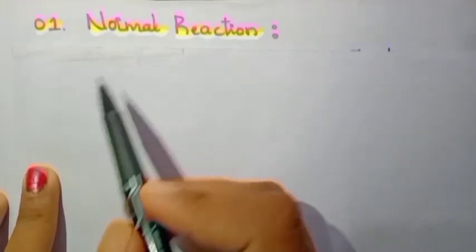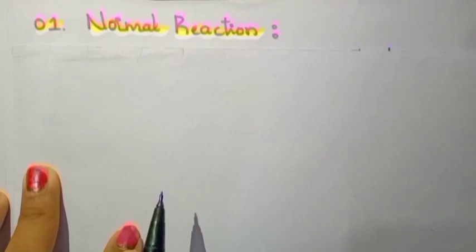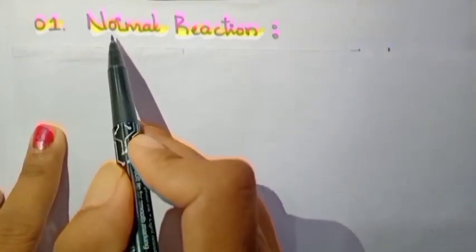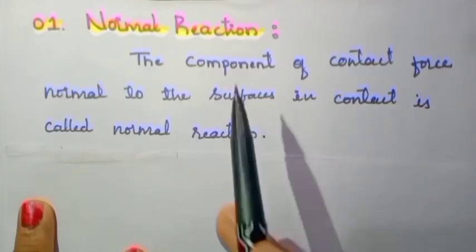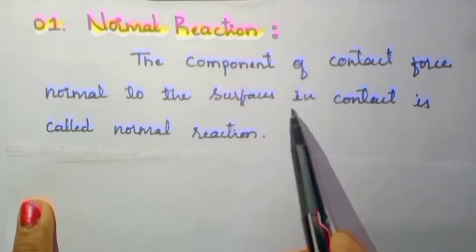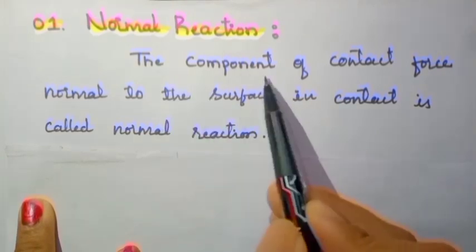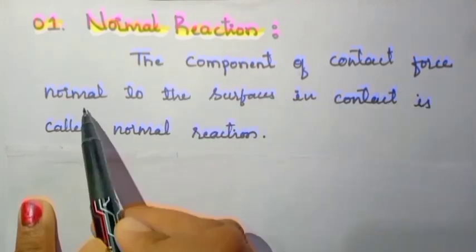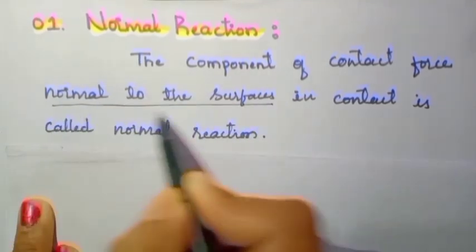As I already told you, there are many kinds of contact forces. So let's start with normal reaction. Okay, so let's see what is normal reaction. The component of contact force normal to the surface in contact is called normal reaction. You have to understand clearly here the component of contact force normal to the surface. This is the important word here. Normal to the surface in contact.